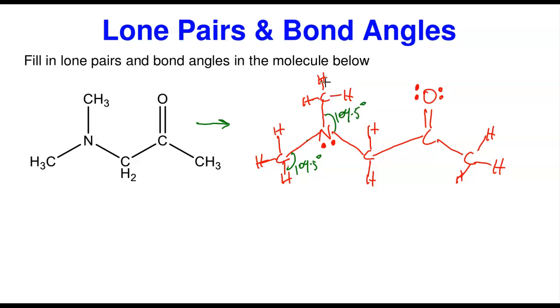What about this carbon? 1, 2, 3, 4 things attached, 109.5 degrees too. What about this one? 1, 2, 3, 4 things attached. We also have 109.5 degrees.